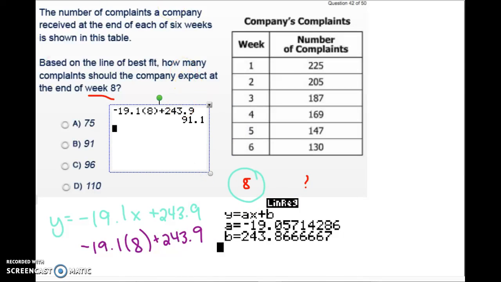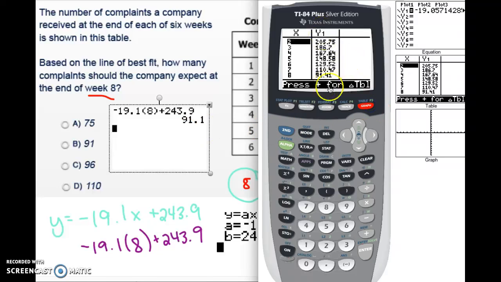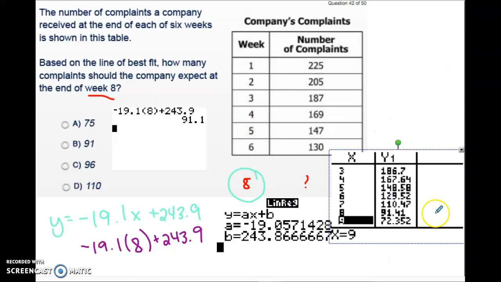Now, since we did the y1 though, what's helpful about that is if you go to your table, it actually already stored the values in for us. And so the nice thing about that is you could just arrow down and look at your table. If you don't remember to put the y1 in, then it won't have anything there for you and you have no choice but to do it this way, right? But if you remember to put the y1, then it's going to show you your 91 without you having to do the secondary step. All right.